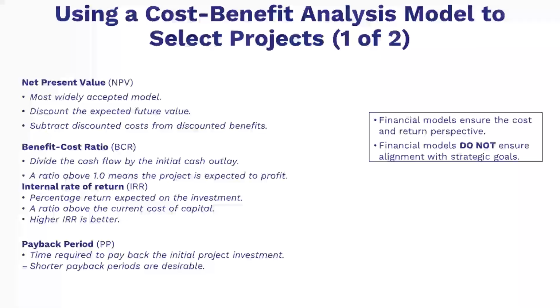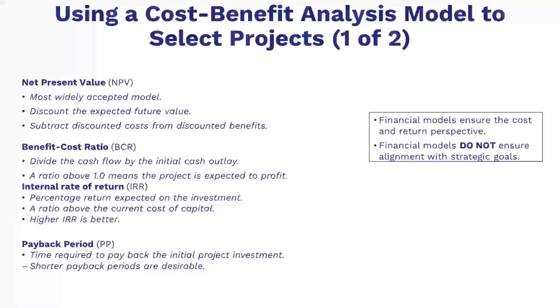The first one is the net present value, which is the most widely accepted model. When using net present value, the analyst first discounts the expected future value of both the project costs and benefits, recognizing that $1 in the future is worth less than $1 today. A second financial model is the benefit-cost ratio. The ratio is obtained by dividing the cash flow by the initial cash outlay. A ratio above 1.0 means the project expects to make a profit, and a higher ratio value than 1.0 is better.